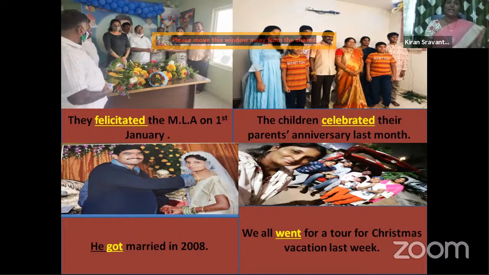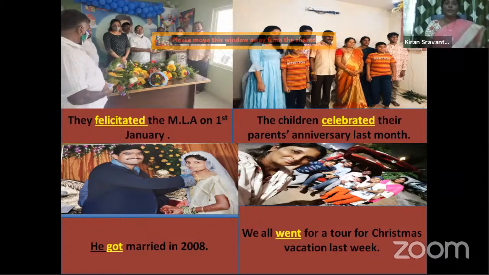So they felicitated the MLA on 1st January. Then again, coming to the second one, the children celebrated their parents' anniversary last month. When you look at the expression last month, last week, as we have seen in the previous slide, last month, last week, last year. So the children celebrated their parents' anniversary. Celebrated, so V2 form celebrated. The children celebrated their parents' anniversary last month.